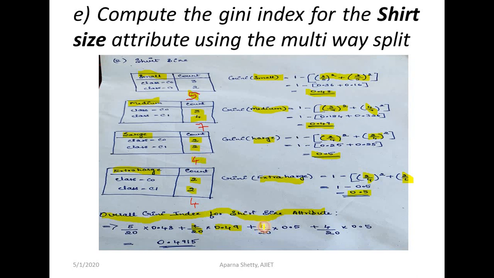So 4 divided by the total number of records, 20, into Gini for large, which is 0.5, plus the number of records that belong to extra large, which is 4, divided by the total number of records, 20, into Gini for extra large, which is 0.5. Hence we get the overall Gini index for the shirt size attribute, which is 0.4915.